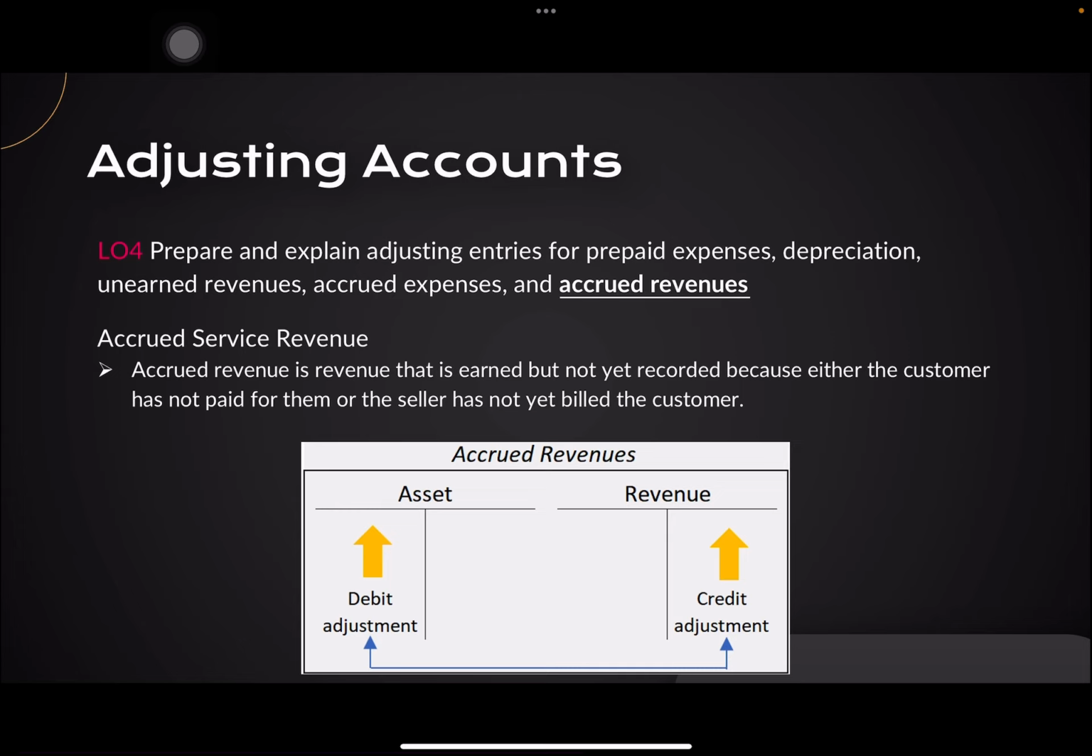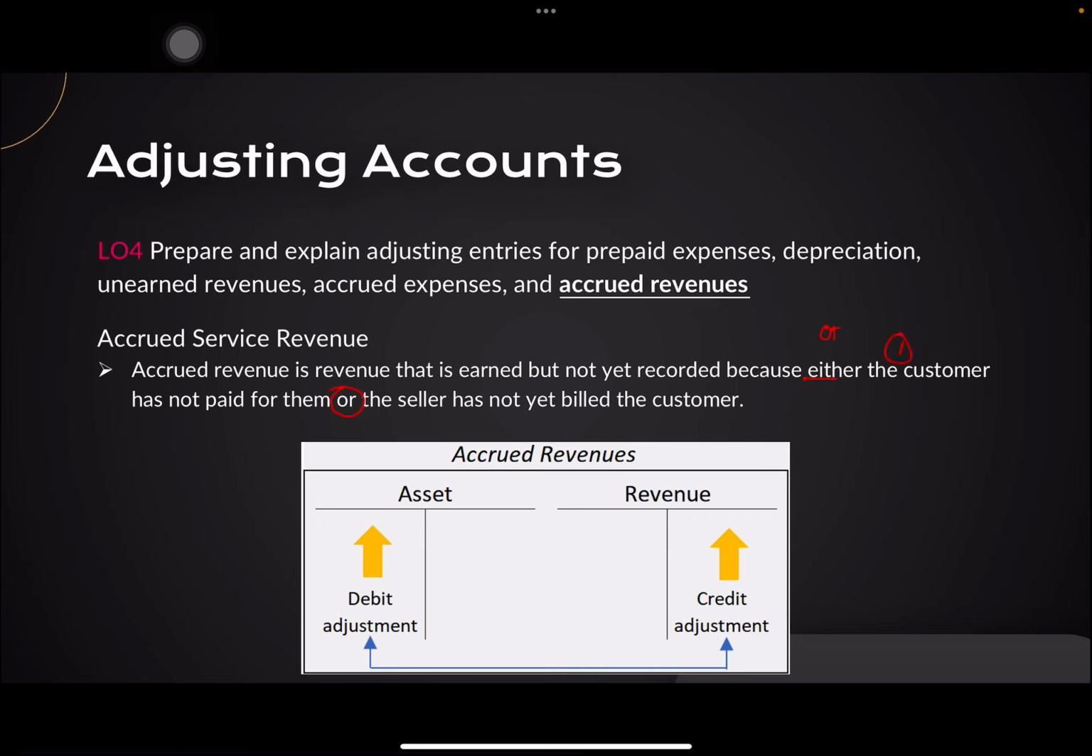So let's talk about accrued service revenue first. Accrued revenue, or accrued service revenue, is revenue that is earned but not yet recorded because either the customer has not paid for it or the seller has not yet billed the customer. It says here that accrued service revenue may arise on the following events.